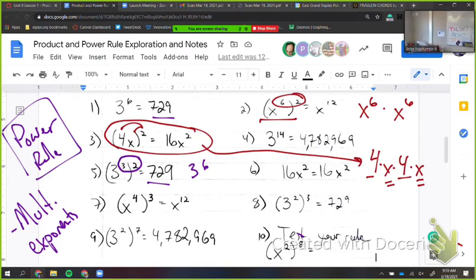4 times x. A lot of times, students for that one will write 4x squared. But you're not squaring 4x then. You'd only be squaring your x.